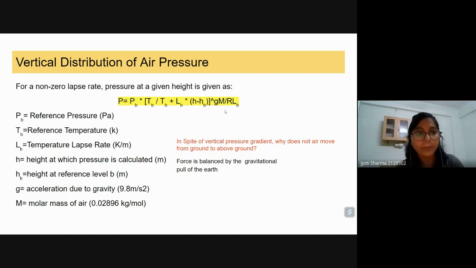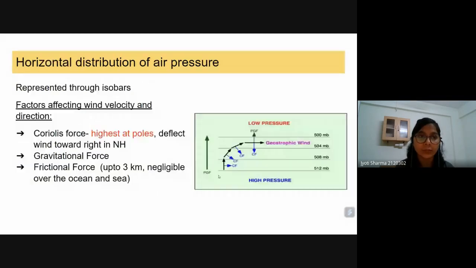Okay, now because we have higher pressure at the bottom and low pressure with some height, in spite of this vertical pressure gradient, why doesn't air move from the ground to above ground? Why is air not significantly moving upward? Because this force is balanced by the gravitational pull of the earth. That's why this vertical distribution is not that significant as the horizontal distribution. Horizontal distribution is very important for us for many events and phenomena.